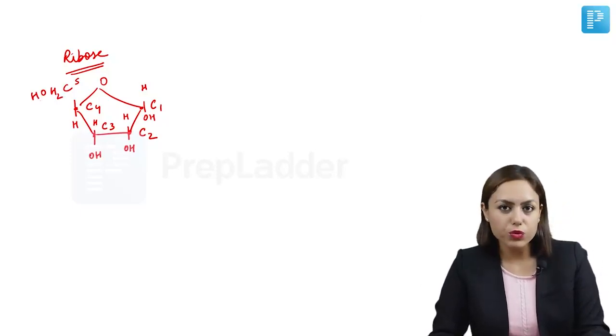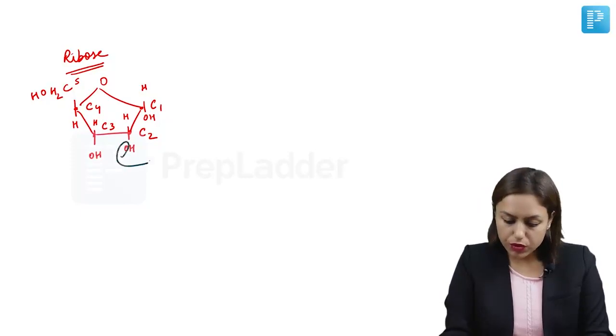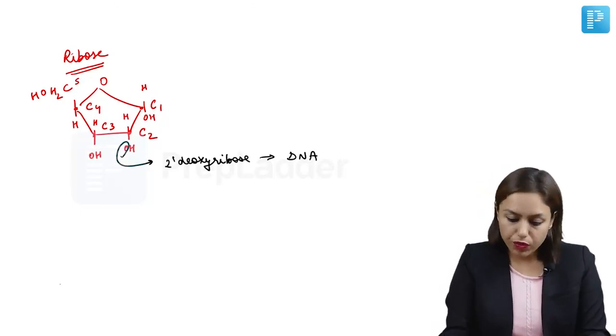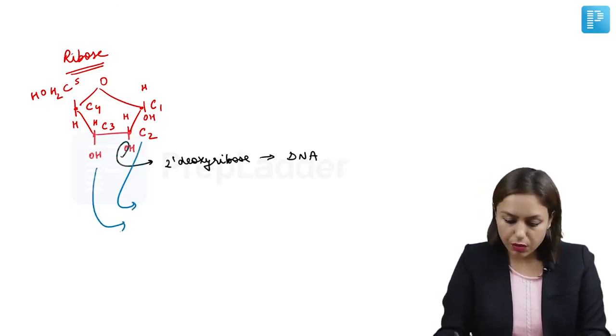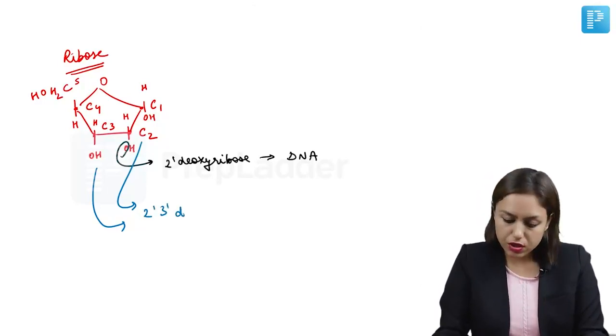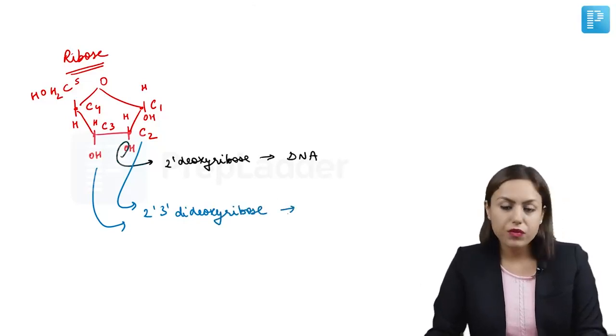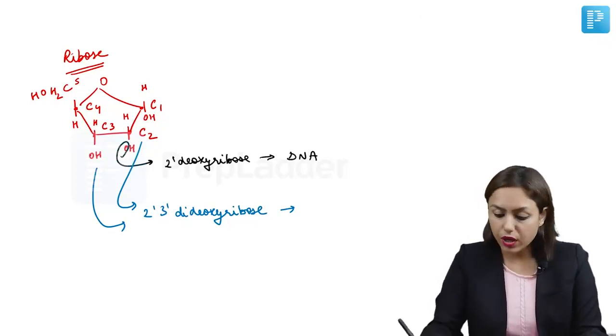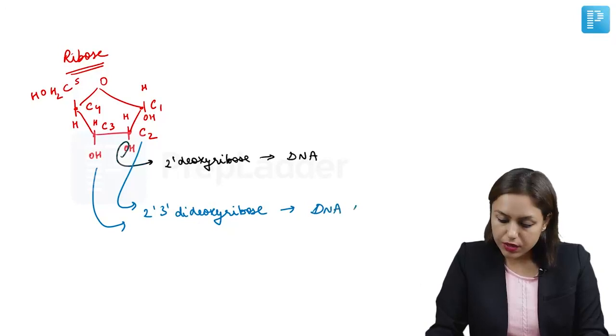This is the structure of ribose. Now at the 2 position, if oxygen is removed, then this is called 2-deoxyribose, which is present in DNA, right? Now if oxygen is removed from both the 2 position and the 3 position, then it is called 2,3-dideoxyribose. If this 2,3-dideoxyribose, which is an abnormal nucleotide, is used, then DNA synthesis will stop, right?